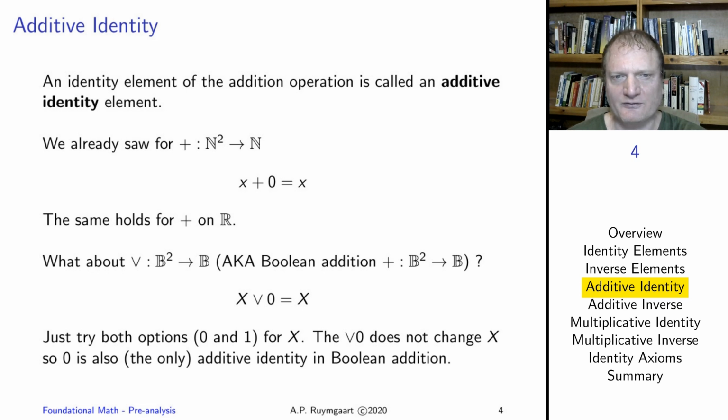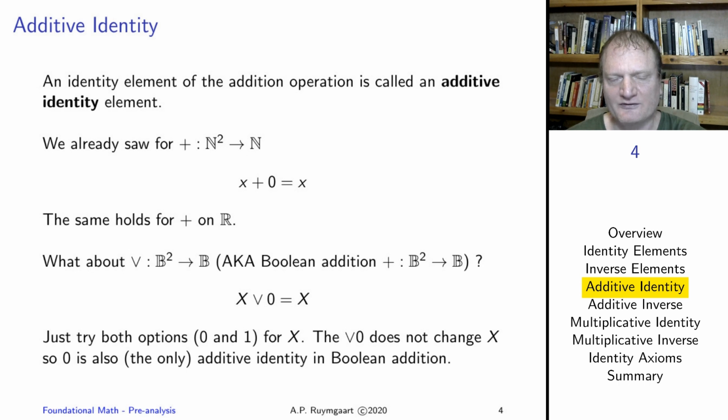Now, we had also defined addition on the Boolean domain. We saw that the OR operation is called Boolean addition. We also saw that Boolean addition is not exactly the same thing as addition on natural numbers. It's similar, but it's not the same.